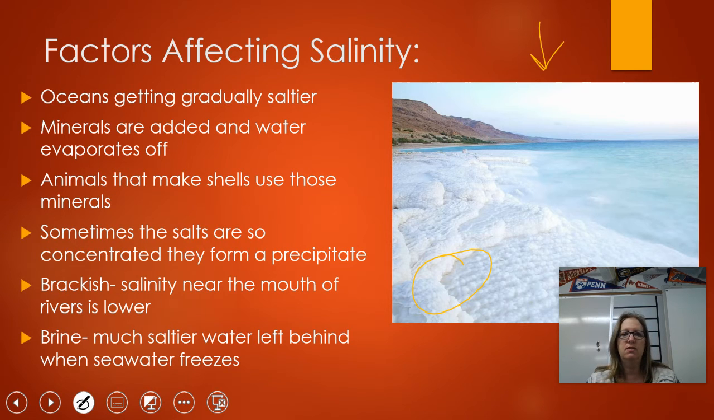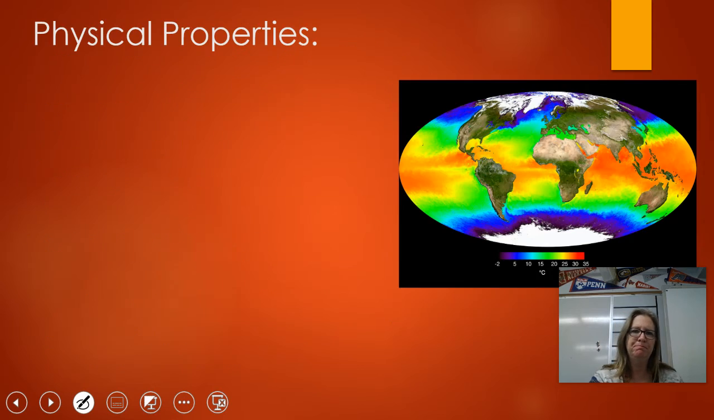Brine is what's left behind when seawater freezes, okay? And so when the seawater freezes, it leaves the salt. And so the ice is fresh water, okay? And so the seawater surrounding those icebergs or glaciers or whatever is much saltier than usual because that salt gets left behind as the water freezes, and that's known as brine, okay?